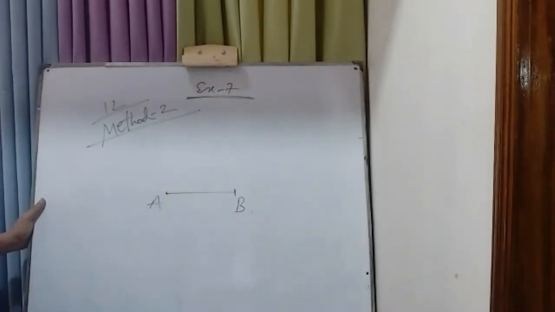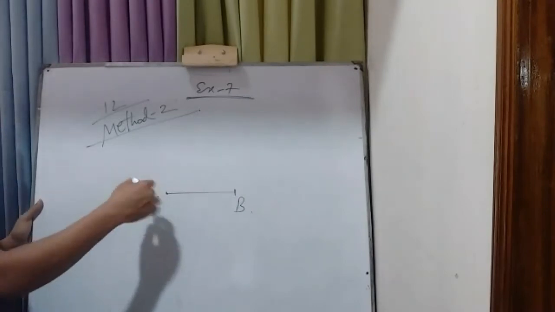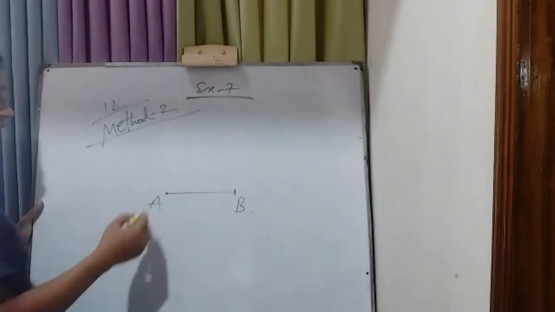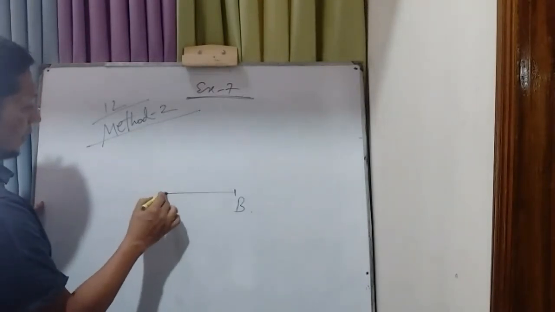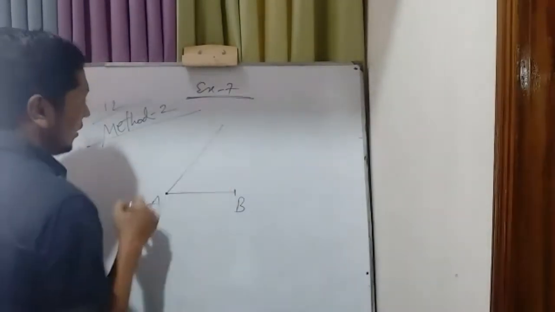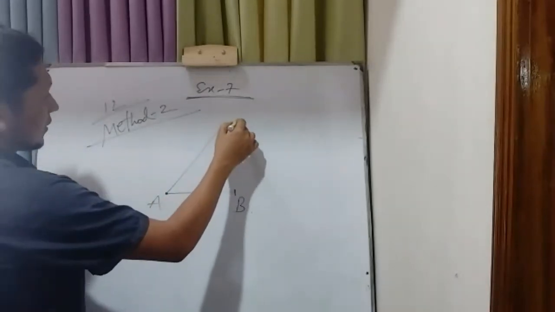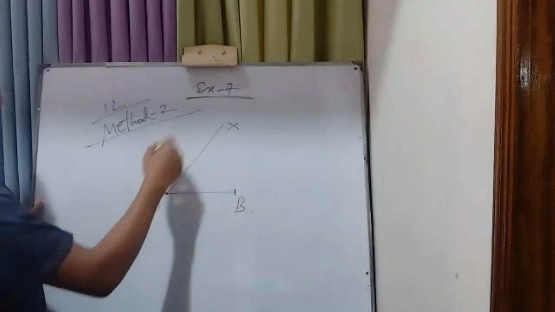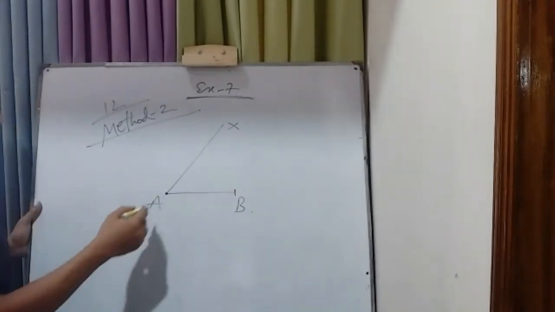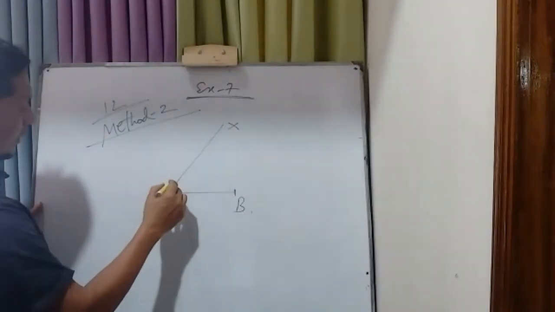Okay, suppose it is an 8 centimeter long line AB, and we have to bisect it into 4 equal parts. So in method 2, we have to draw an angle at the point A. Any angle. You will draw any angle, suppose BAX. We have drawn an angle BAX, taking any measurement. Okay. So BAX is an angle.